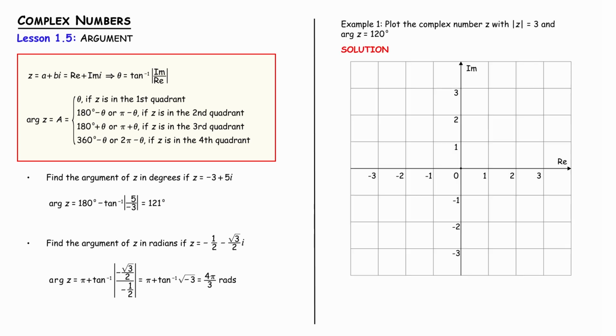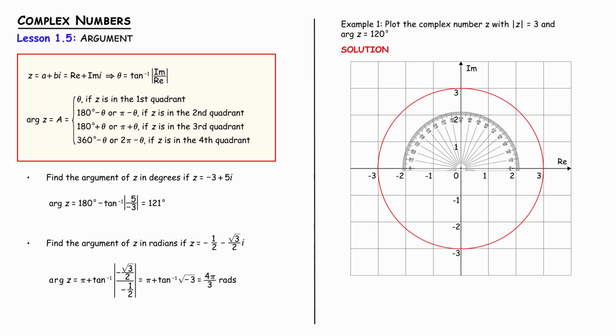Let's do a construction example. Example 1. Plot the complex number z, where the absolute value of z is equal to 3, and the argument of z is equal to 120 degrees. The modulus of z is 3. Put the point of the compass at the origin and stretch the pencil 3 units along the x-axis, or the real axis. Draw a circle of radius 3.